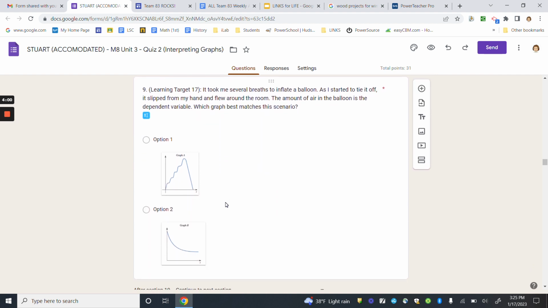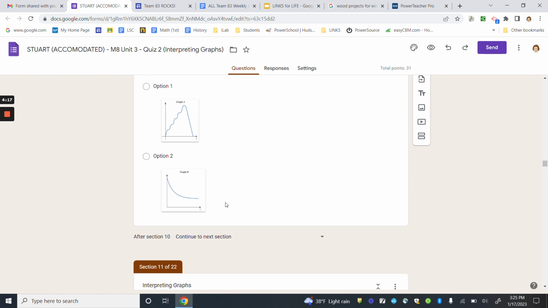Number 9, it took me several breaths to inflate, or air up, a balloon. As I started to tie it off, it slipped from my hand and flew around the room. The amount of air in the balloon is the dependent variable, on the y-axis. Which graph best matches this scenario? Option 1 or option 2?